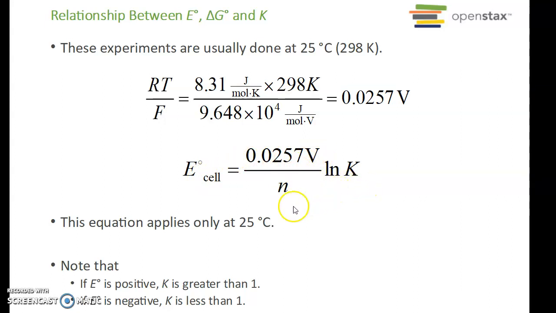And like I said, this only applies at 25 degrees, 298 degrees Kelvin, which is 25 degrees centigrade. And if E is positive, then K is greater than 1. If E is negative, then K is less than 1.